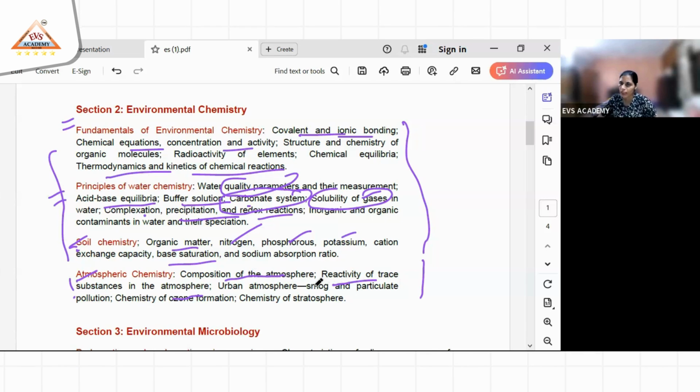This is smoke, photochemical smog, London smog and Los Angeles smog, particulate pollution, particulate PM 2.5, PM 10, all this. The chemistry means how they are behaving in the atmosphere. Chemistry of ozone formation, stratospheric ozone formation and destruction, tropospheric ozone formation and destruction. Chemistry of the whole stratosphere. Again, this includes ozone formation if we study the chemistry of the stratosphere in detail.